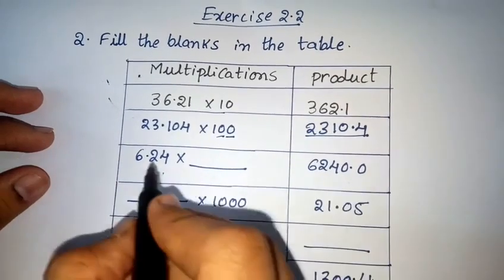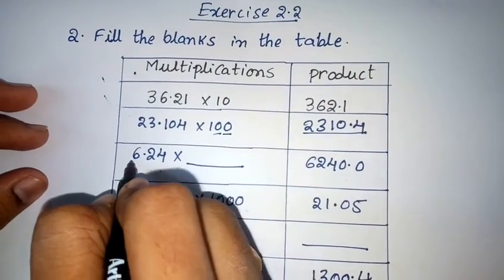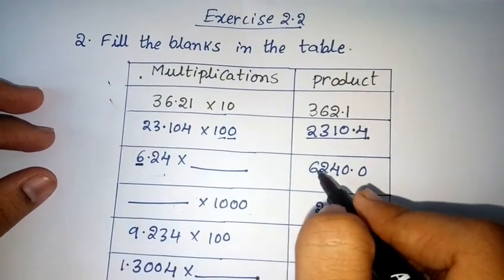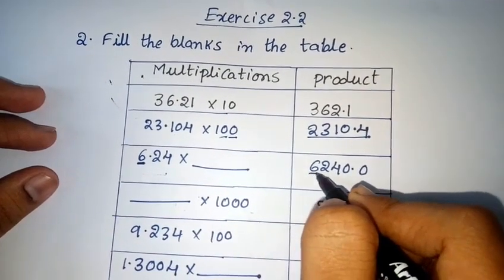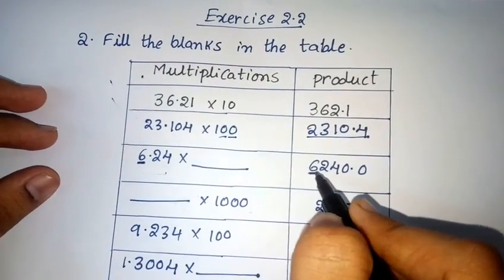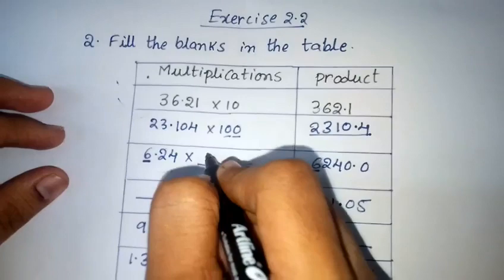So next one, 6.24 into dash is equal to 6240. In 6.24 the 6 place value is ones. In 6240 the 6 place value is thousands. Now the 6 becomes thousands, which means we are multiplying with 1000.